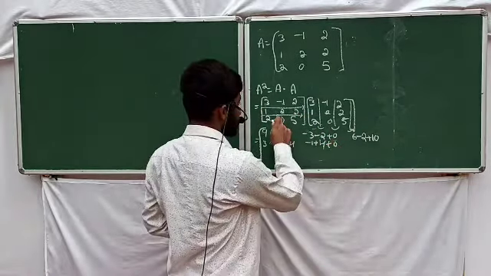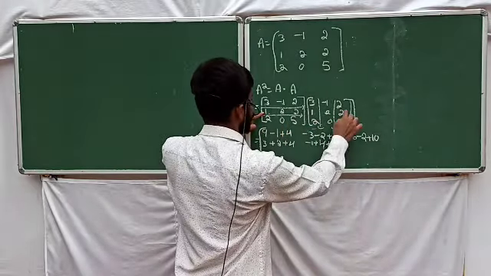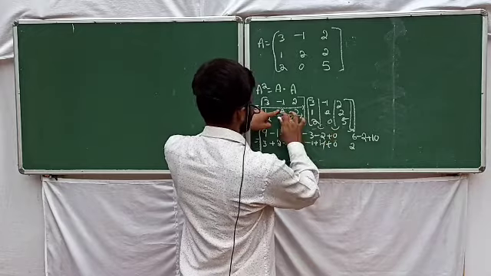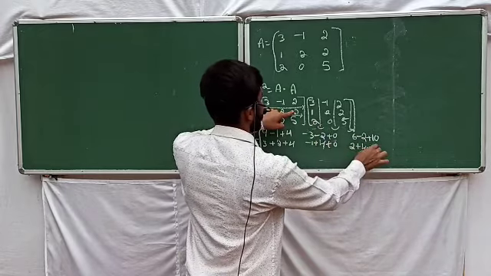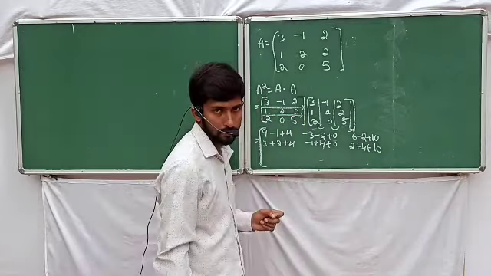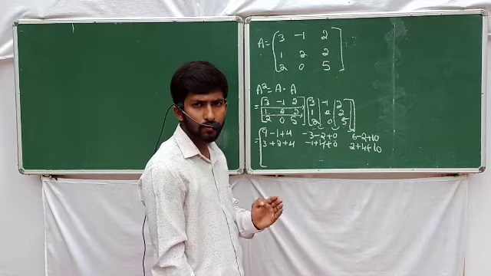Now see, row 2 into C3. 1 into 2 is equal to 2. 2 into 2 is equal to plus 4. 2 into 5 is equal to plus 10. Okay. Now row 3 into C1, C2, C3.